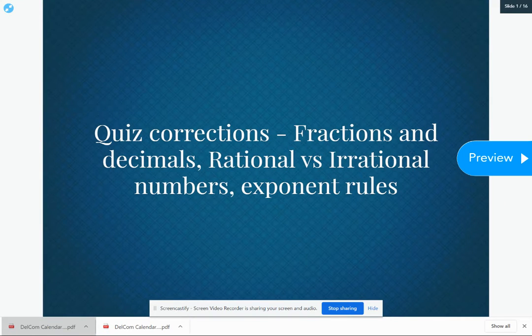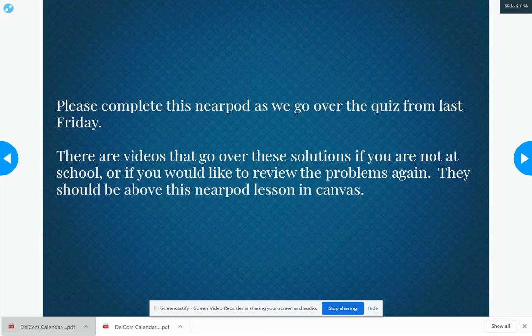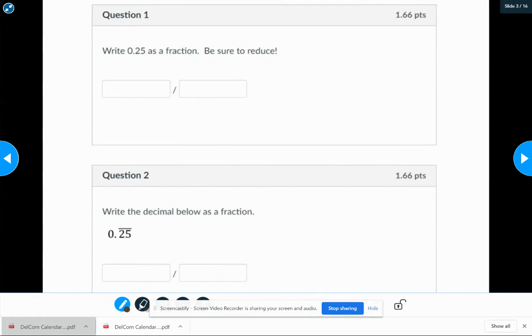Okay, I wanted to use the Nearpod to go over the quiz from last Friday. And if you want the video of me going through these problems, either because you weren't here in class, or if you just want to go back and look at the solutions again, you can view that. It's just above this assignment on Canvas. Okay? And please let me know if you're having troubles with these, if I'm not explaining them in a way that you understand them.